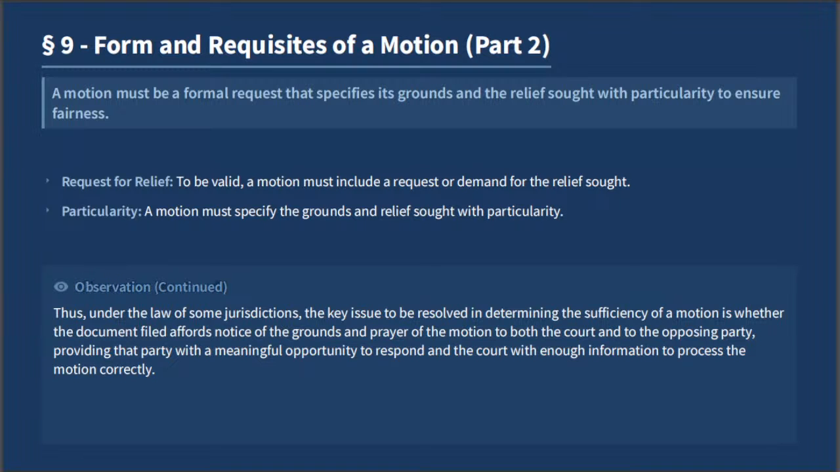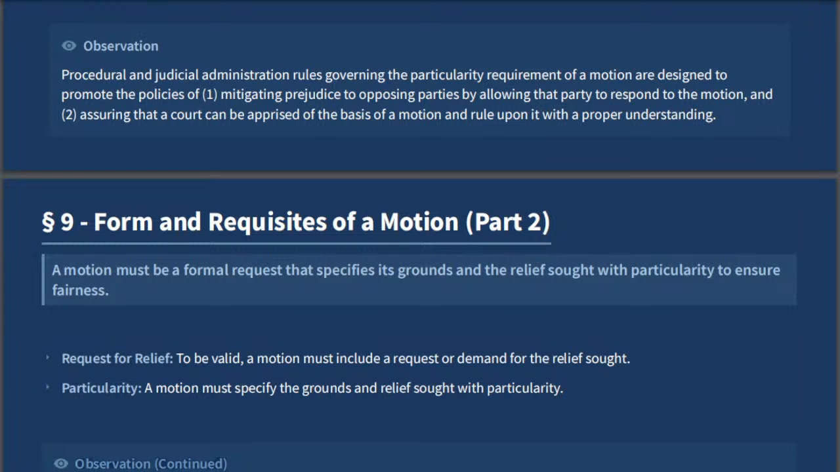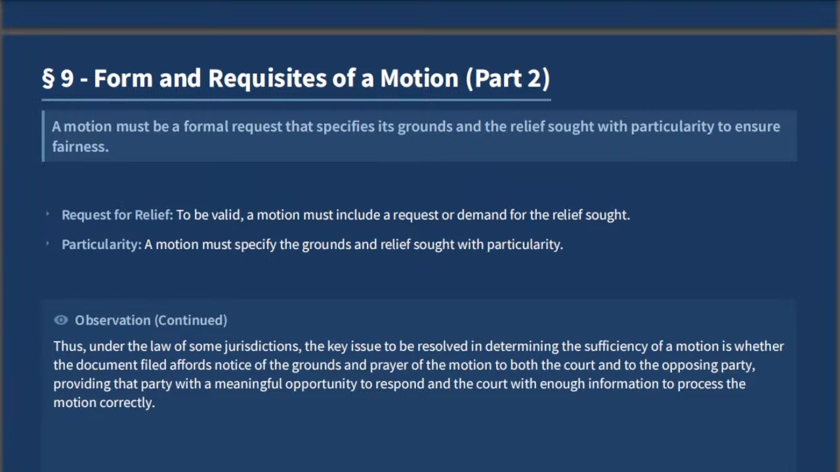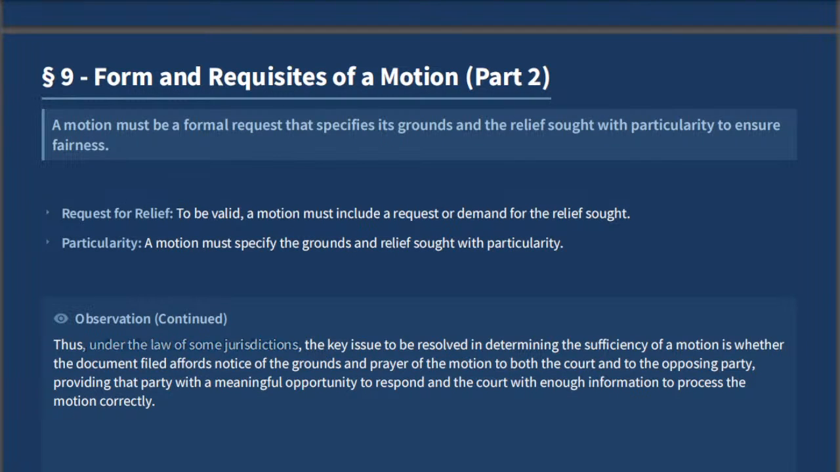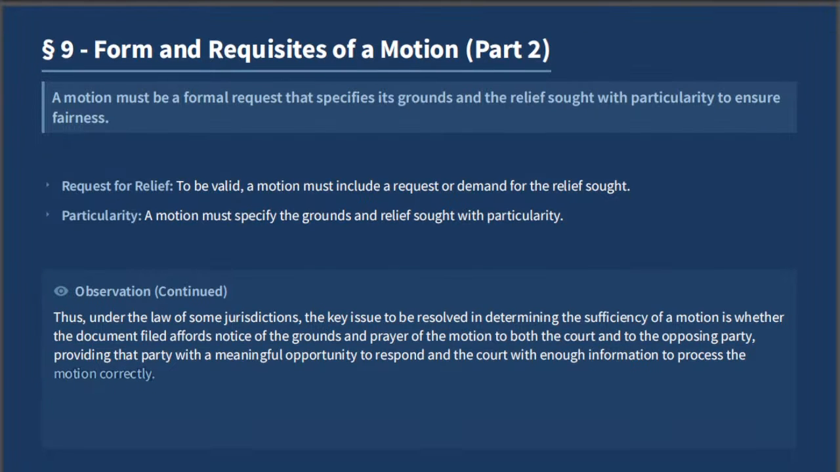Our observation continued here. So this is coming on from this first one here with our 1 and 2, assuring the court can be apprised of the basis of the motion and rule upon it with proper understanding. Thus, under the law of some jurisdictions, the key issue to be resolved in determining the sufficiency of a motion is whether the document filed affords notice on the grounds and prayer of the motion to both the court and the opposing party, providing that party with a meaningful opportunity to respond, and the court with enough information to process the motion correctly. Makes perfect sense there. All right, let's continue on.